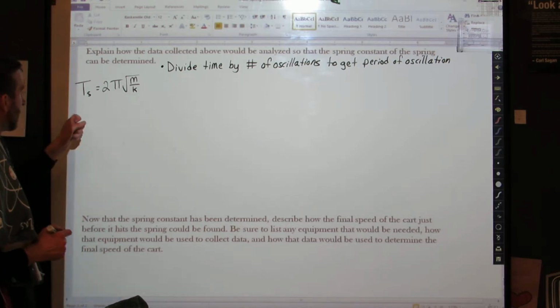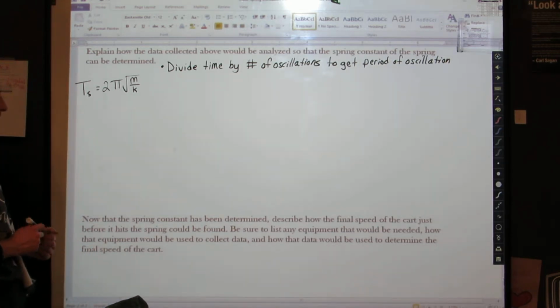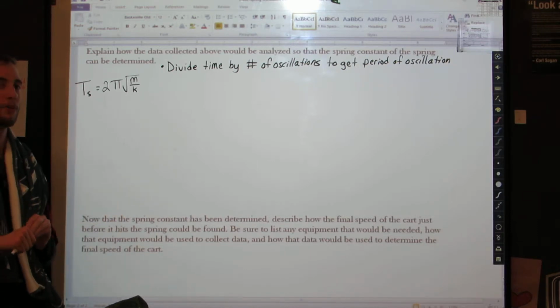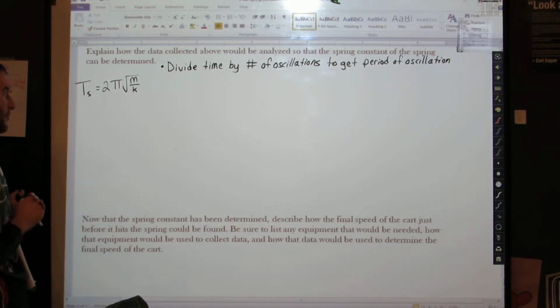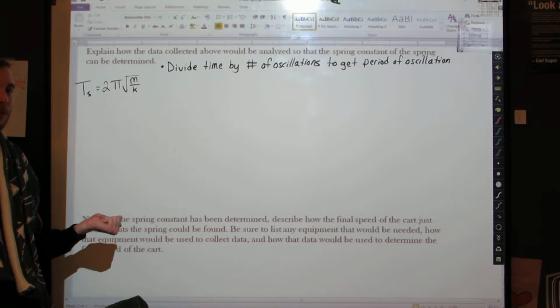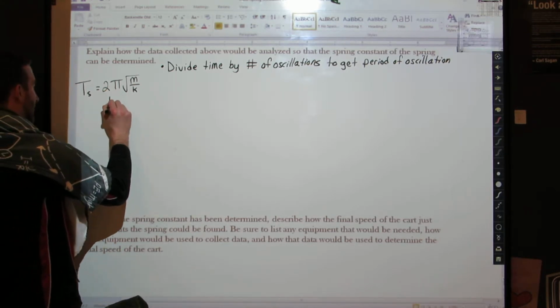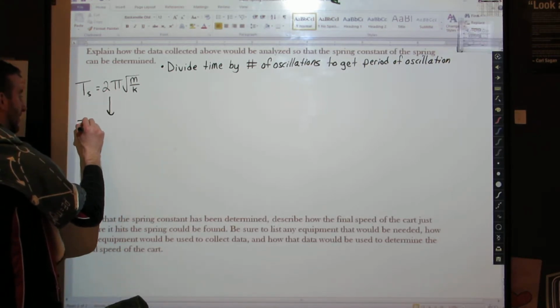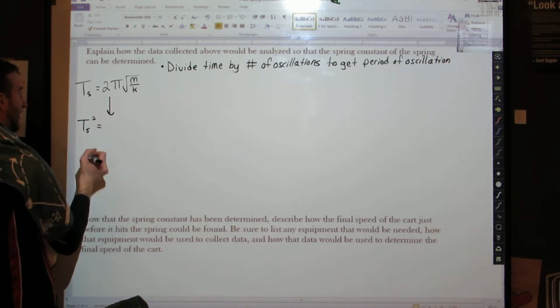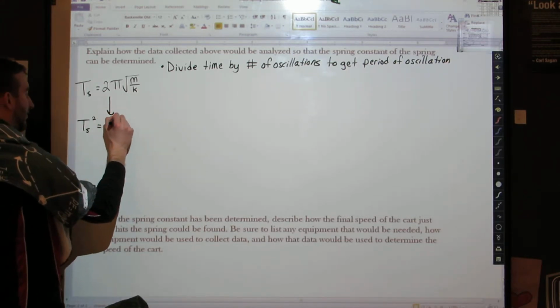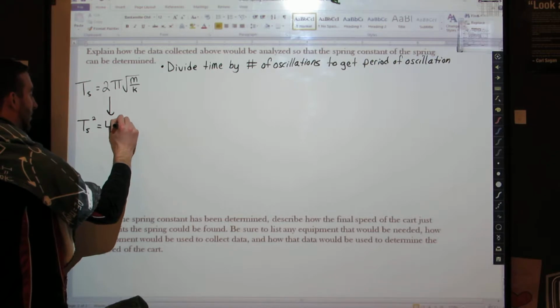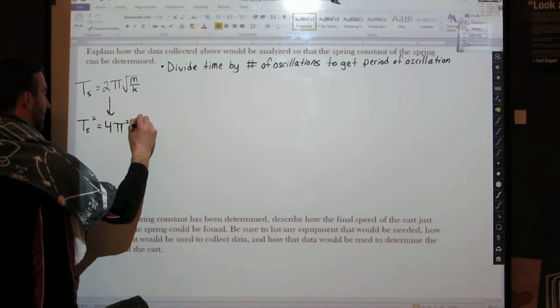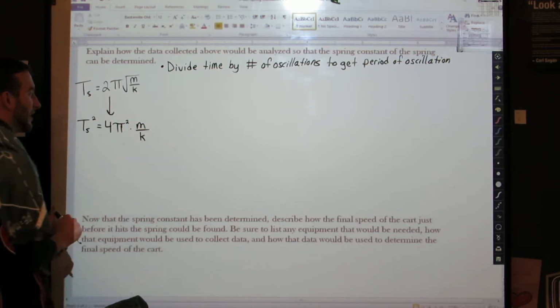There's a couple different ways we could do this. Probably the easiest, if you don't want to deal with the square root, what could we do? If you don't want to look at that square root, couldn't we square both sides? If I square both sides, I'm going to get the period squared over here, and then 4 pi squared times m over k on this side.